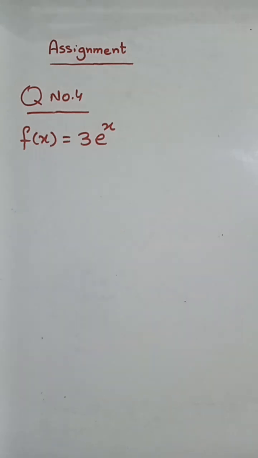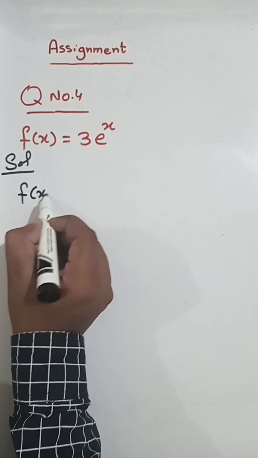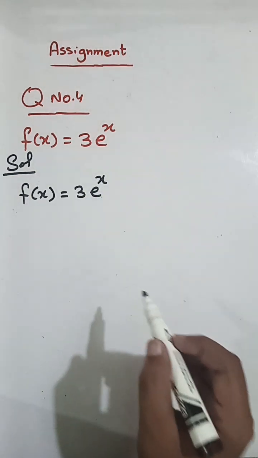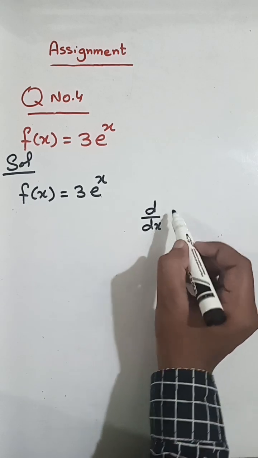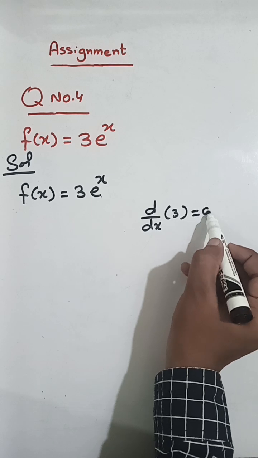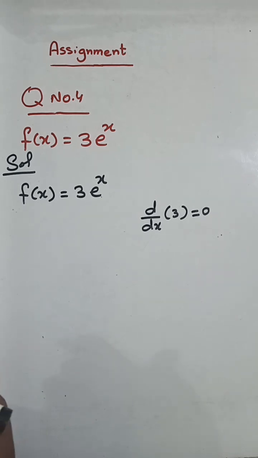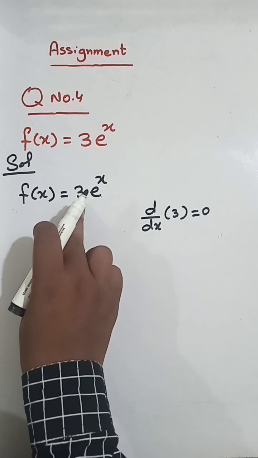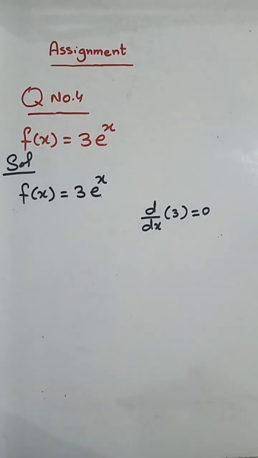Now my brother, first of all, before solving this question, let me explain a concept. For example, if I ask what is the derivative of 3, d by dx of 3, it is simply 0. Why? Because 3 is a constant number and the derivative of any constant value is always 0. But whenever we have a constant number that is being multiplied by a function, then we cannot make it 0.